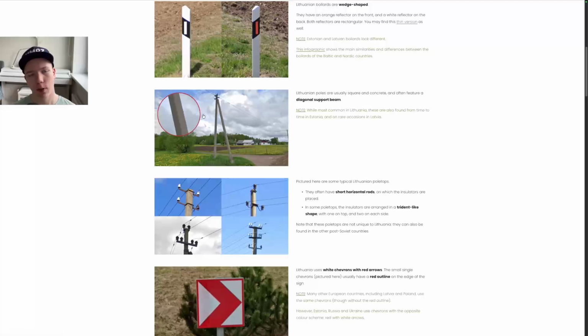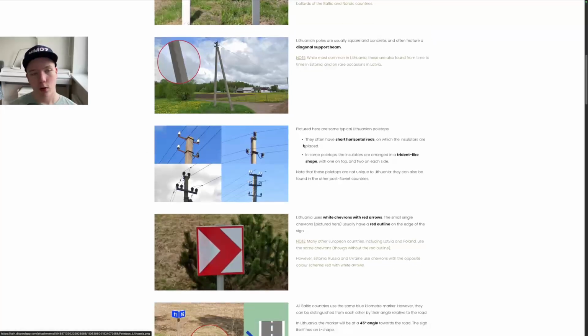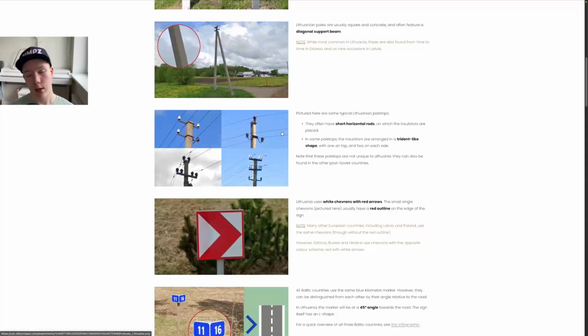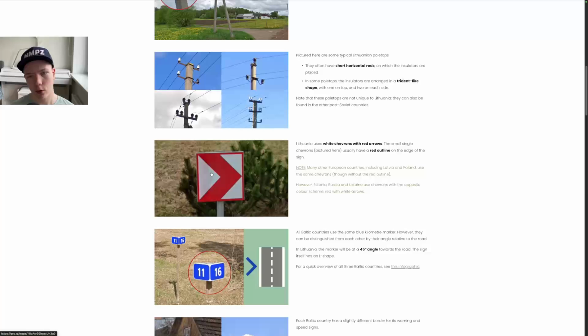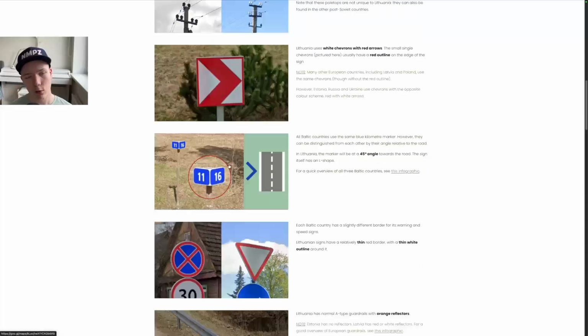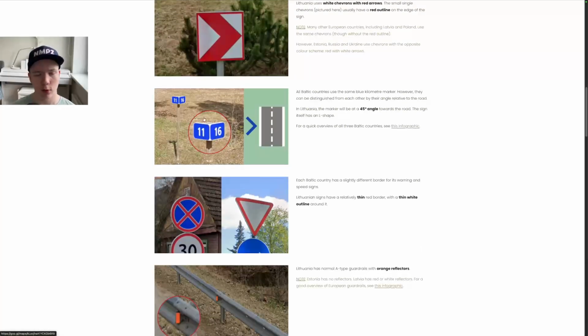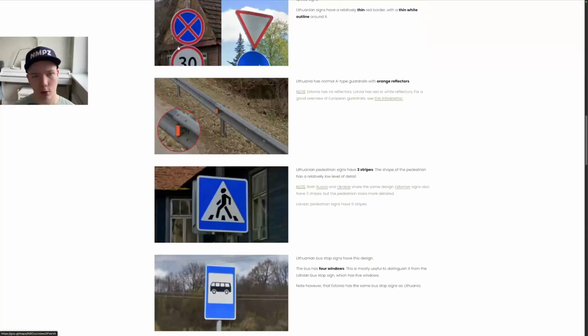They can also support beam again. Yeah, you can see the A-frame poles, and they're really common in Estonia as well, but you can see them in all Baltic countries pretty much. These kind of pole tops, again, quite ugly, I would say. White chevrons, usually red outline, which I guess is quite useful to know. Already talked about the road numbers. Has reflectors, Estonian doesn't have any reflectors, orange.